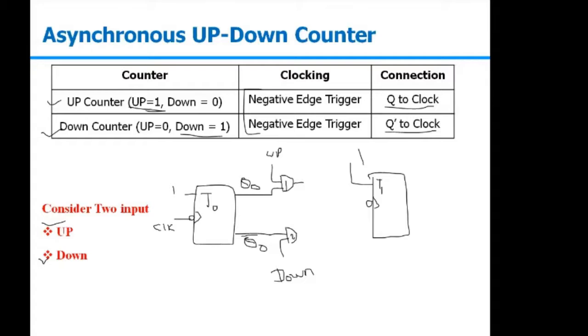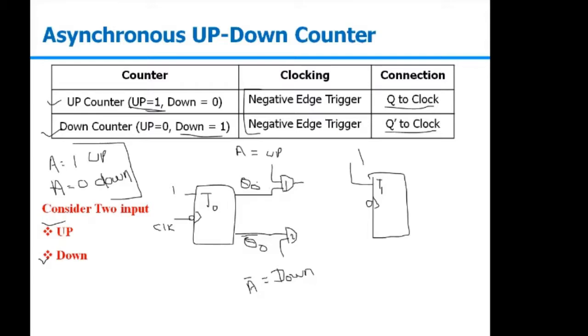So when up is 1, down will be 0, right? Or in other words, you can take them as a single input. So we are taking it as up and up bar, or you can take a single input A. So when A is 1, it is going for up counting. When A is 0, it is going for down counting. You can have input like this as well. So it's totally user dependent how you are considering. You can have A, and at the downside you can have A bar. So I can say A equal to up, or A bar equal to down. I can write it like this as well.